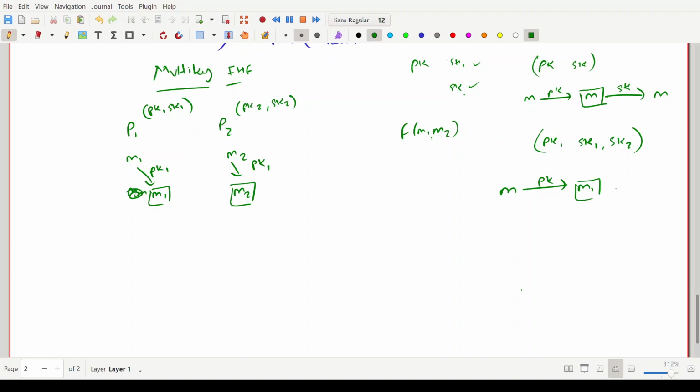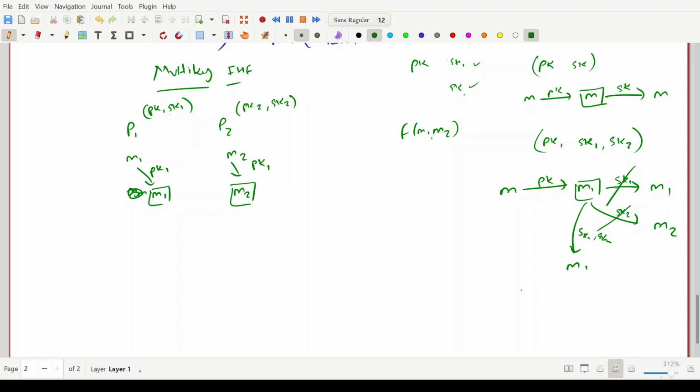But to decrypt, I won't be able to decrypt with one secret key, this won't be possible. Or I won't be able to decrypt with the second secret key only, it won't be possible. So what I have to do is use both the secret keys sk1 and sk2, then only I can get back my message. It is something like this.